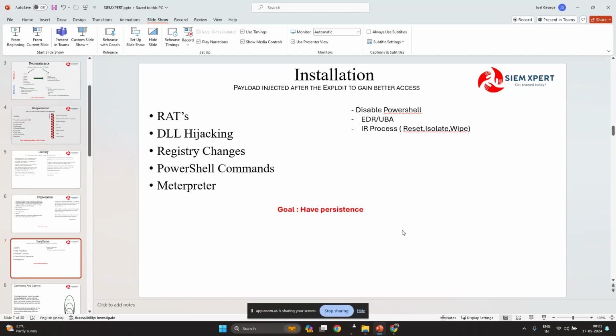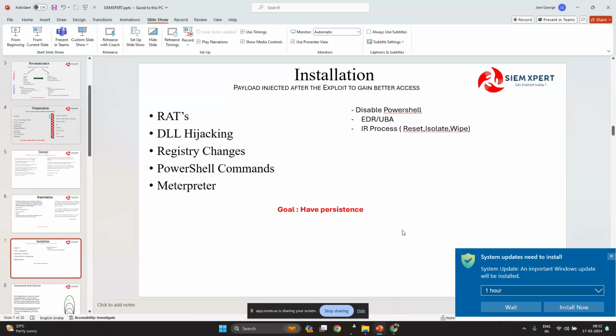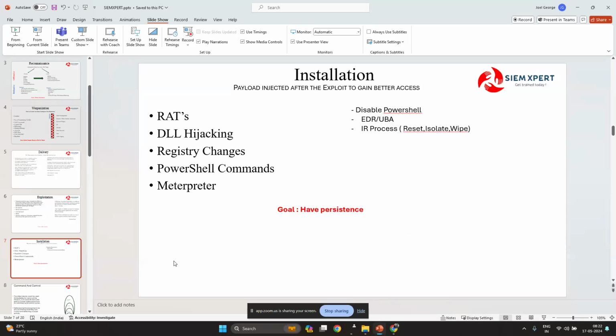Registry changes: a threat actor can change the registry. There are certain paths a threat actor can modify to gain persistence. One would be boot startup, so that when a restart occurs, the threat actor still has persistence because of a startup application or a browser extension. Through a browser extension, persistence can be achieved as well.